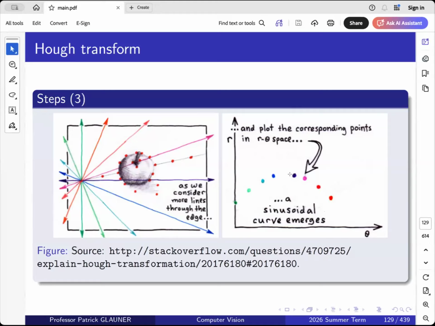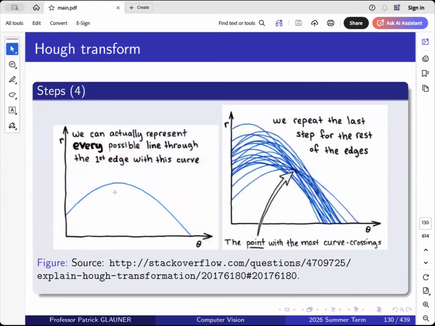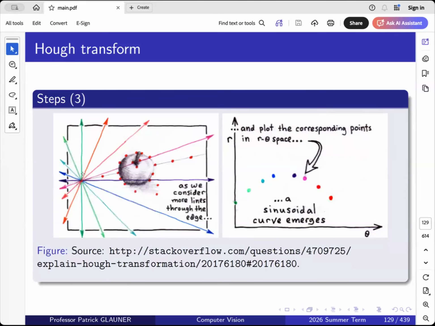So I have this sine curve, and this curve represents simply all the possible straight lines going through the first edge. Now, this is my sine, so just from before, I do an interpolation for this first edge. Now, what I have done for the first edge, I am redoing for the second edge.